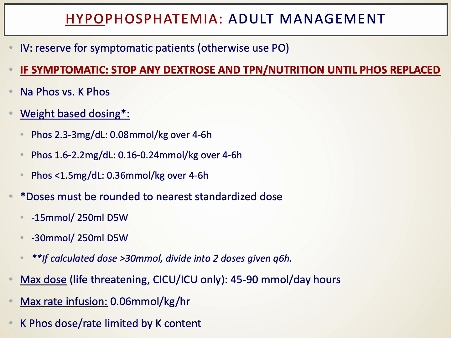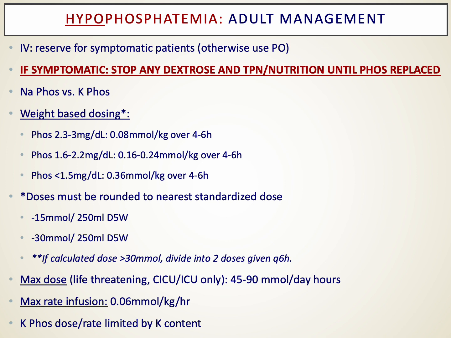So the management in adults, typically if they are symptomatic, we'll consider IV phos replacement, or if it's below 1 to 1.5. And then if they're symptomatic, we need to stop any dextrose or TPN solutions until we get that phos replaced, particularly if they have respiratory symptoms.